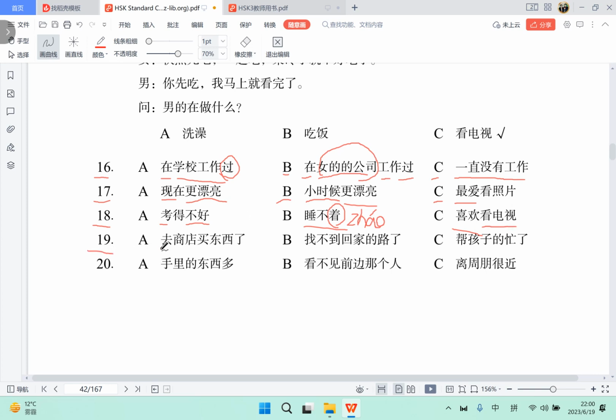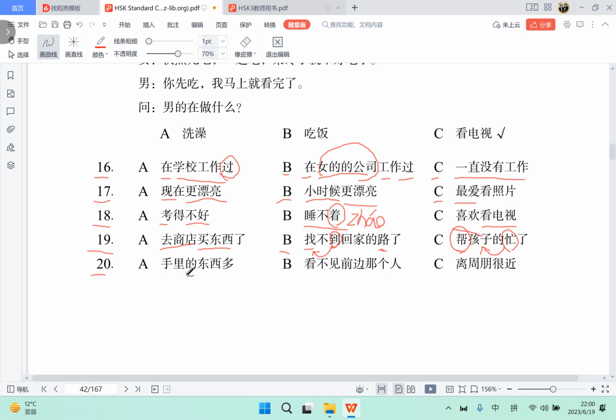喜欢看电视 like to watch TV. 第19题，去商店买东西了 so went to the shop and did some shopping. And 找不到 so can't find 到 at here without complement means possibility complement actually at here. So can't find the way to go back home. So 路 at here is not the road but the way to go back home. And 帮孩子的忙了 so 帮忙 do a favor give a hand. So give a hand and do a favor to a child.